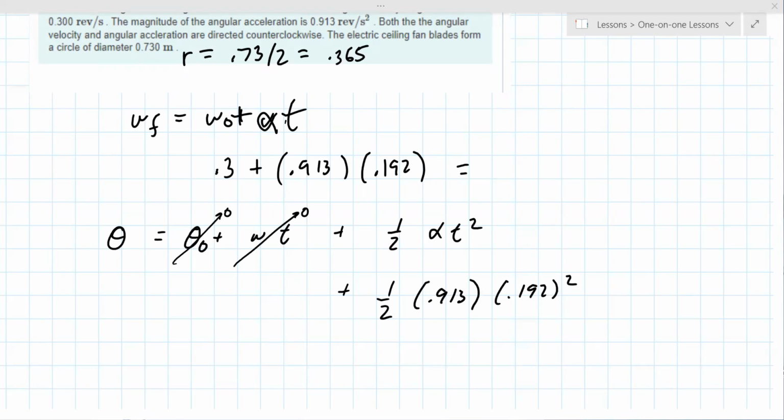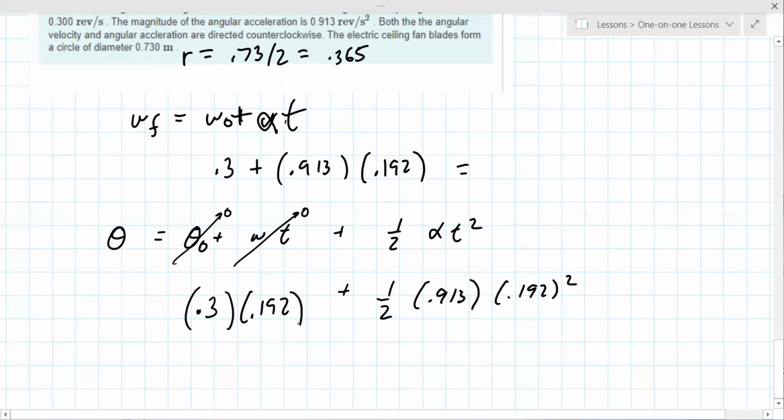So let's try part B. Well, it does have this component. It does have a 0.3 times 0.192. That does seem reasonable. Oh, wait. Here we go. Yeah, you do want to add this to it. Oh, that's what I was missing. Oh, there we go. 0.0744. Correct. There we go.